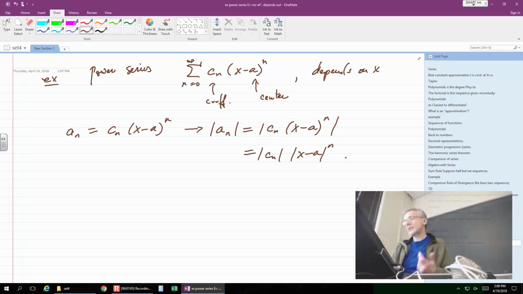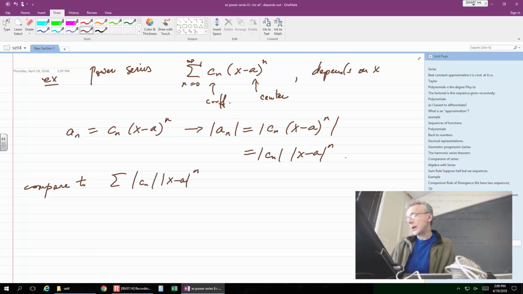So this is the series we will be comparing to our original series: the sum of Cn times (x minus a) to the nth power. This one will truly determine the behavior of the original function, and we will be able to concentrate on nothing but the coefficients. The coefficients of the series will determine for what values of x we have convergence.